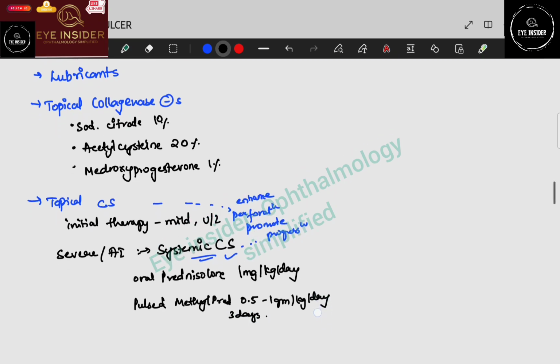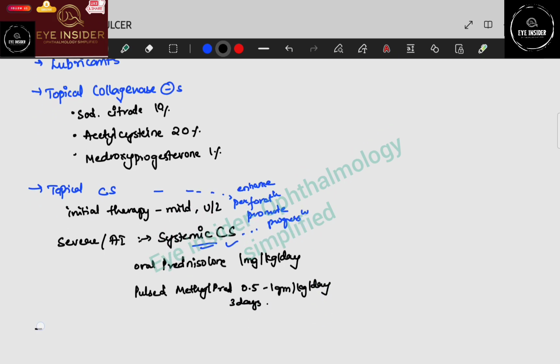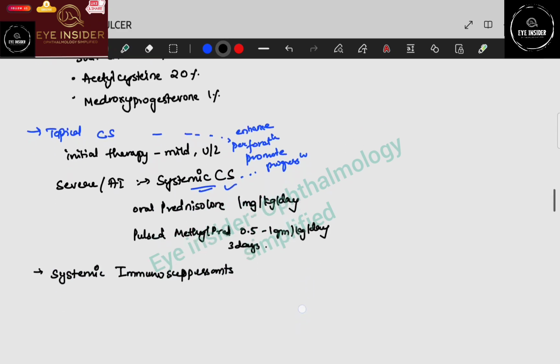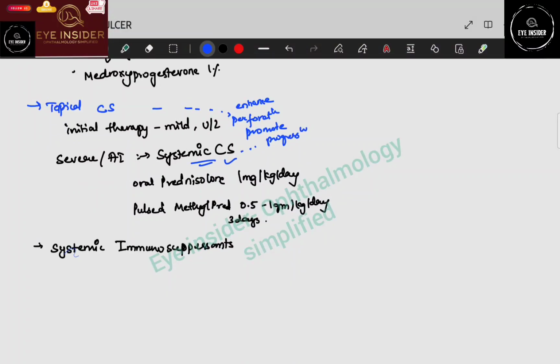Now, the next group of drugs is systemic immunosuppressants. These include methotrexate, azathioprine, cyclosporin, tacrolimus, mycophenolate mofetil, cyclophosphamide, etc. Okay, so when are these indicated?